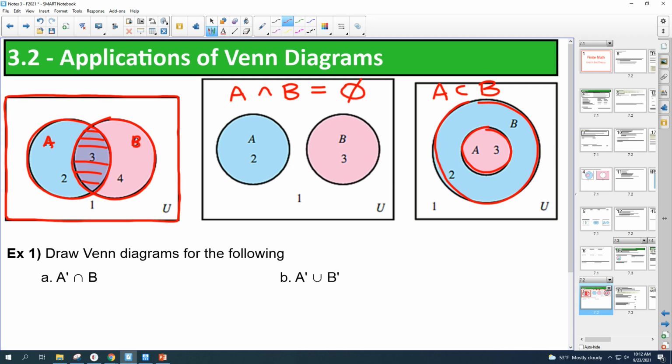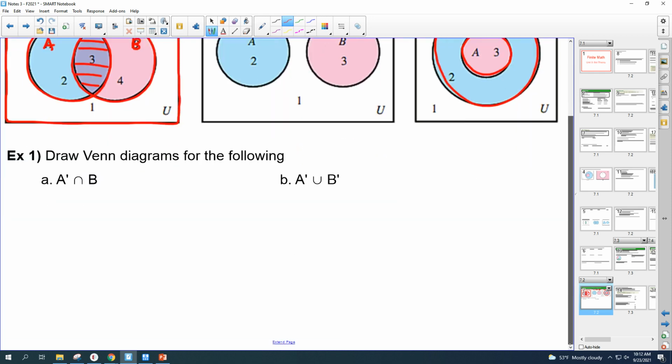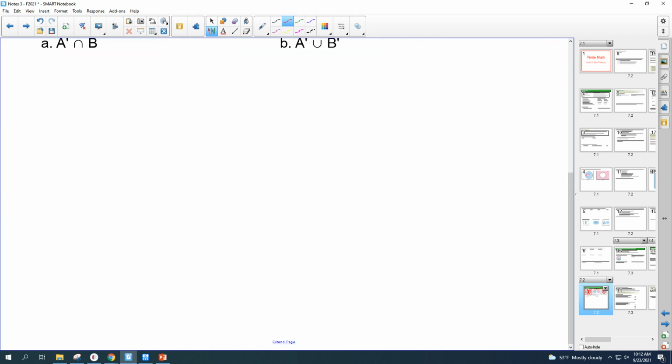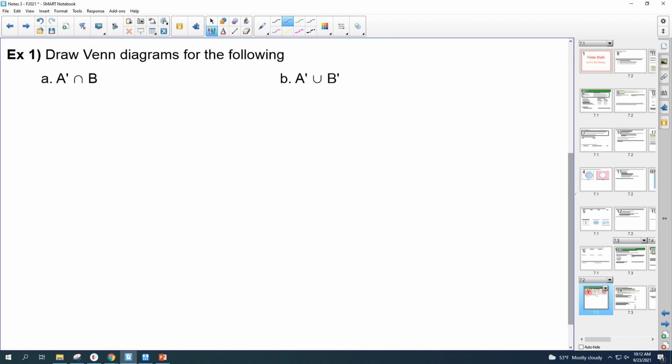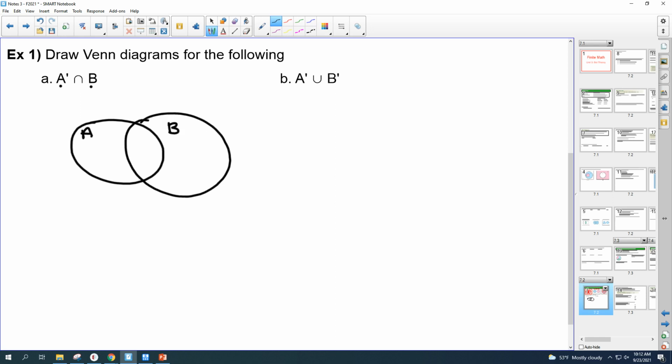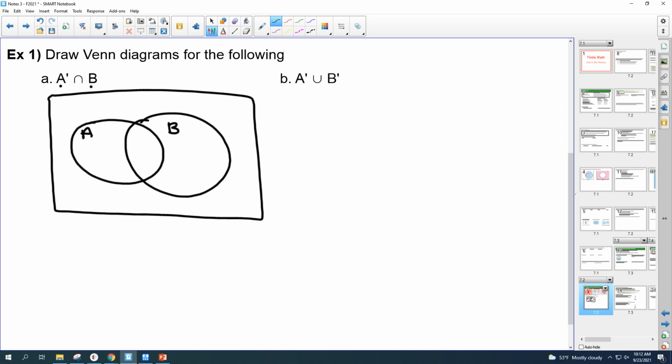Example 1 says draw Venn diagrams for the following. And what I would highly recommend you do is draw them all kind of the same way at first. You draw like a bare bones problem, and you see there's two sets. There's set A and set B. And so I would draw a circle for A and a circle for B overlapping like this. And then you draw a box around it. If you forget to draw the box, it will be wrong, okay? So draw the two circles, draw the box, draw it the same way pretty much every single time.